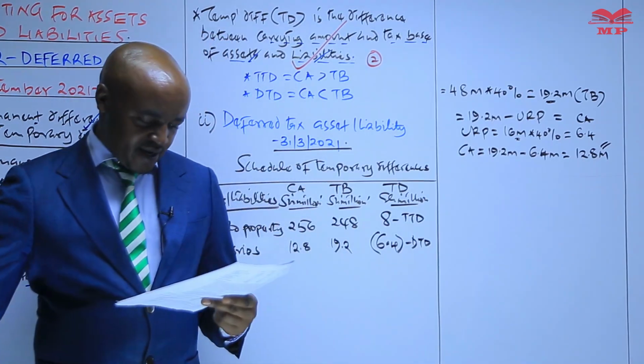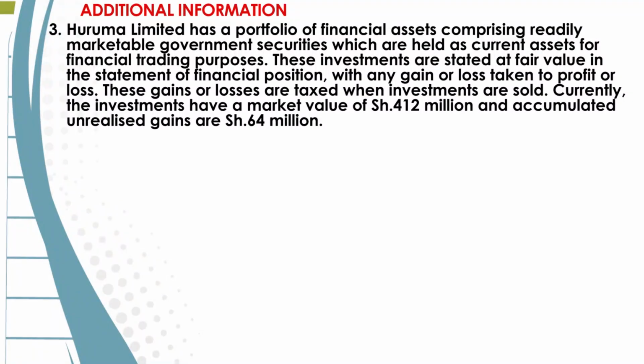So let's move to the other point there, point number 3. We are told that Huruma Limited has a portfolio of financial assets comprising readily marketable government securities, which are held as current assets for financial trading purposes. These investments are stated at fair value in the statement of financial position, with any gain or loss taken to profit or loss, and we are told the gains or losses are taxed when the investments are sold. Currently, the investments have a market value of 412 million and accumulated unrealized gain of 64.